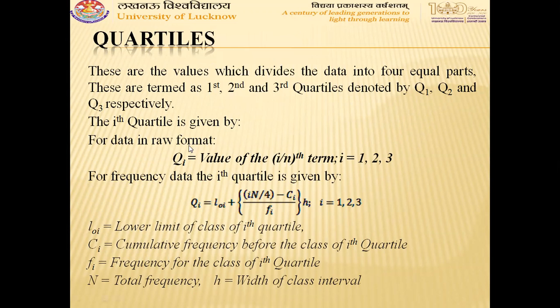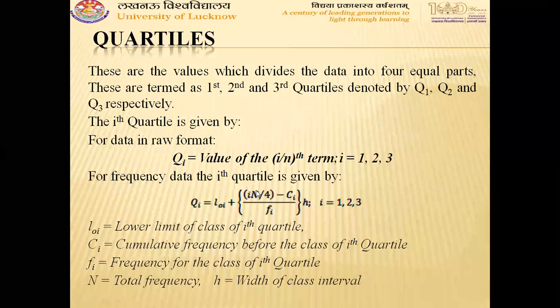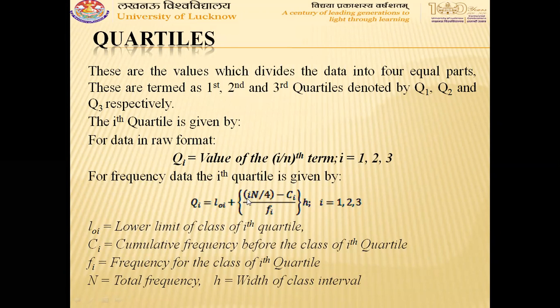The ith quartile is given by, for raw data, the value of the i(n)/4 th term, where i takes value 1, 2, and 3. For frequency data, the ith quartile is given by Qi equals L naught i plus (i n by 4 minus Ci) divided by Fi into h, where i takes value 1, 2, and 3. So for the first quartile it becomes n by 4. For the second quartile, it becomes 2n by 4, that is n by 2. And for the third quartile, it becomes 3n by 4.